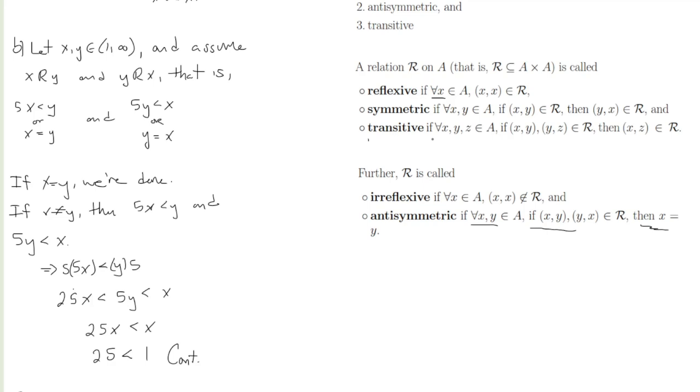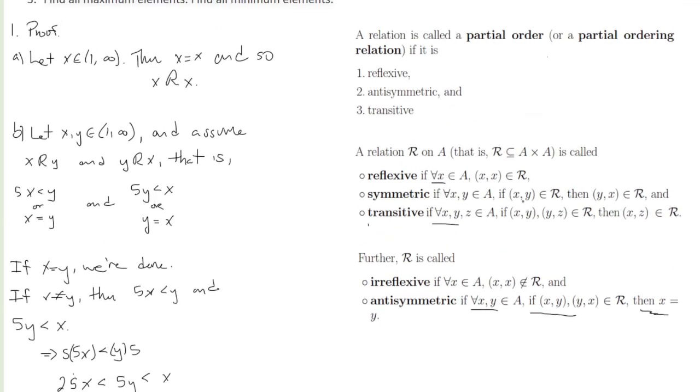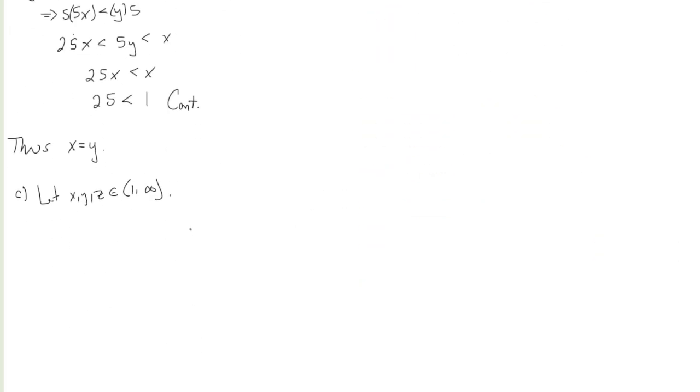And what does it mean to be transitive? Right here. So we're going to start by assuming: let x, y, and z be in the interval from 1 to infinity. And we have transitive as an if statement. If something, then something else. So we start by assuming the if. Assume that x is related to y and y is related to z.